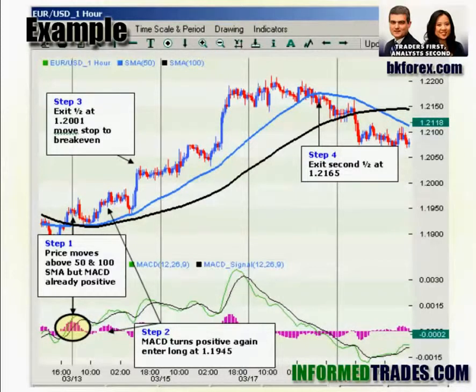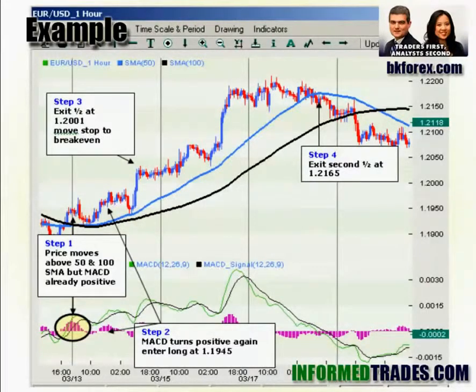Once the price gets here, we take off half the position, and we move our stop to break even. So now we've got half profit and there's no risk, or if the price falls all the way back down, we'll at least be out break even. And now we simply wait. Okay, so this is the 50 simple moving average, the black line is the 100. We wait until price goes 10 pips below the 50 simple moving average. So we go up, and that doesn't happen until all around here.